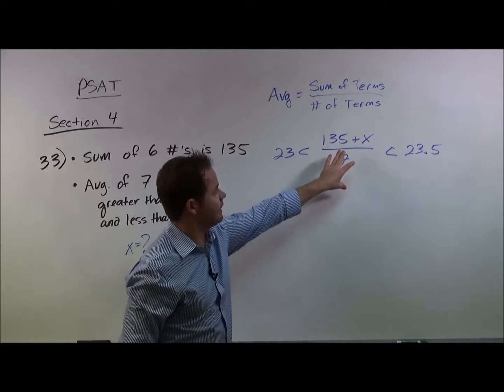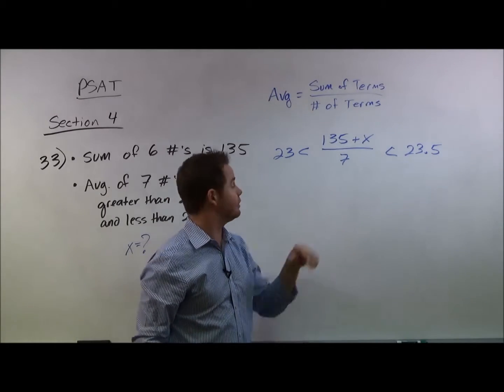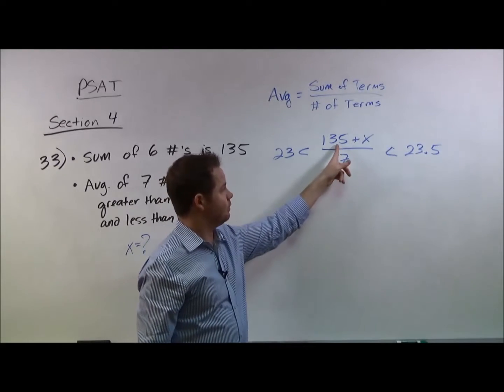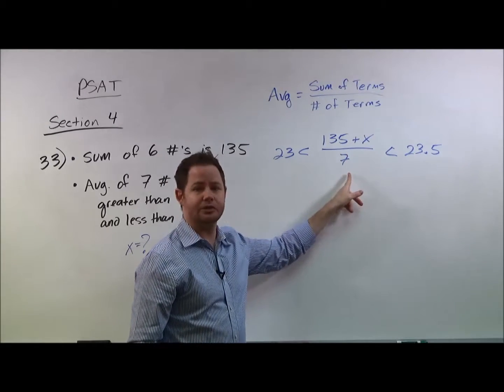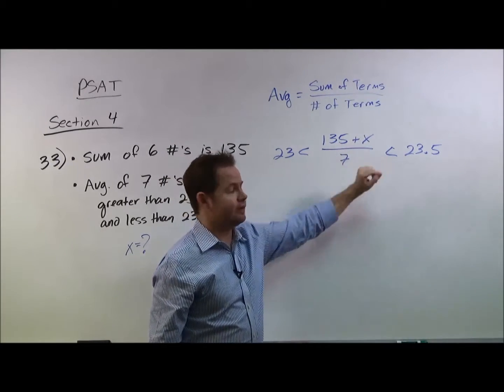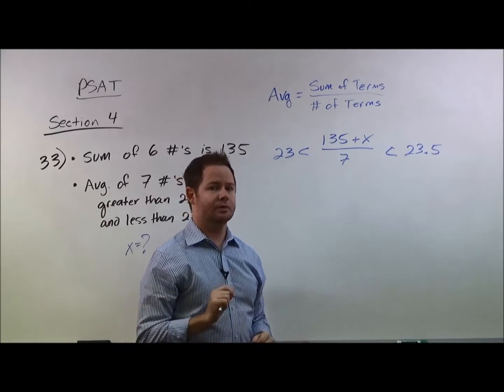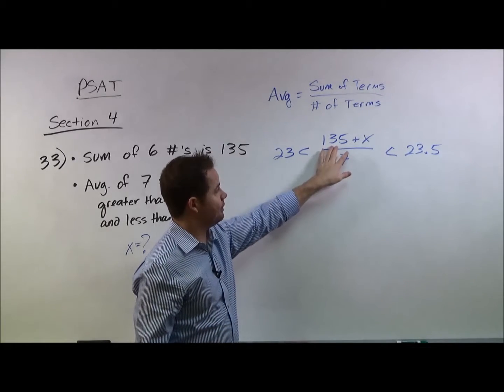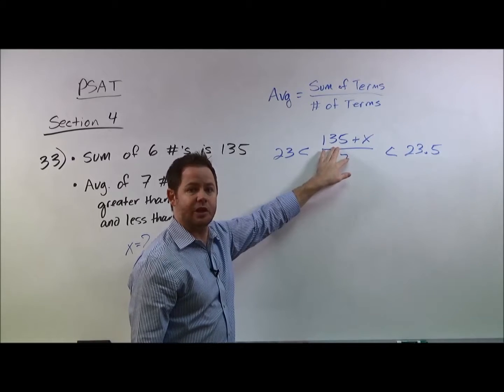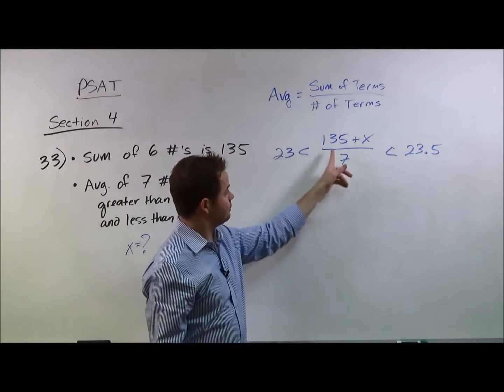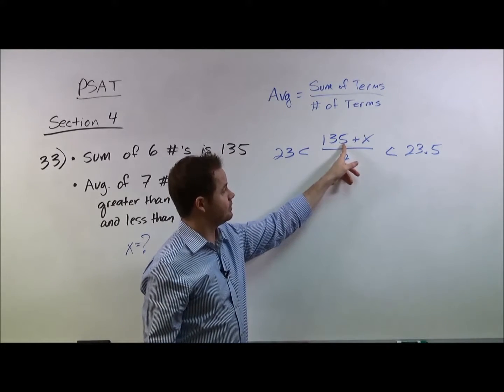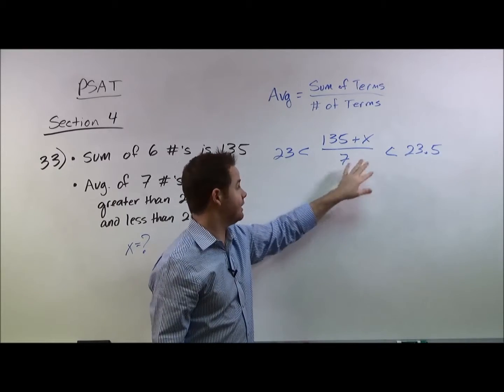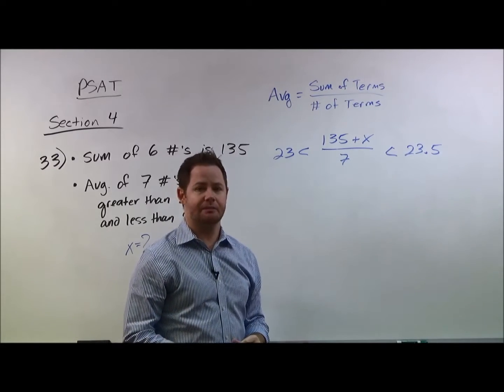Now, one thing that a lot of students run into trouble on in this particular problem is that they do 135 plus x divided by 2, because they only see 2 values in the numerator here. But what's really important to appreciate is that 135 represents the sum of 6 terms. So it's really like we have the total of 6 terms there plus another one, which makes 7, and that's why we're dividing by 7.